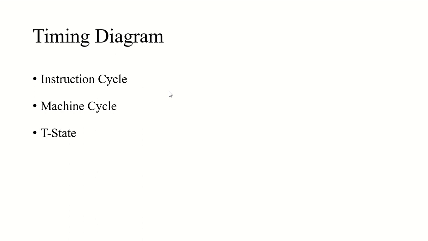Now it includes three cycles: instruction, machine, and t-state. I will explain all of them one by one. First, coming to the instruction cycle. The CPU fetches one instruction from memory at a time and it executes it. The essential steps required for the CPU to fetch and execute an instruction are called the instruction cycle, right? And the instruction cycle consists of the fetch cycle and the execute cycle. So when you combine the fetch cycle with the execute cycle, you will get the instruction cycle.